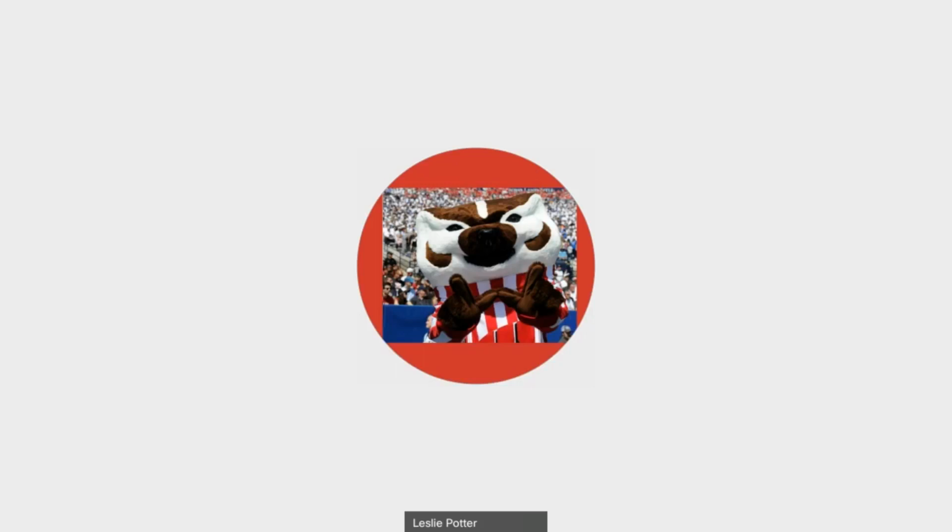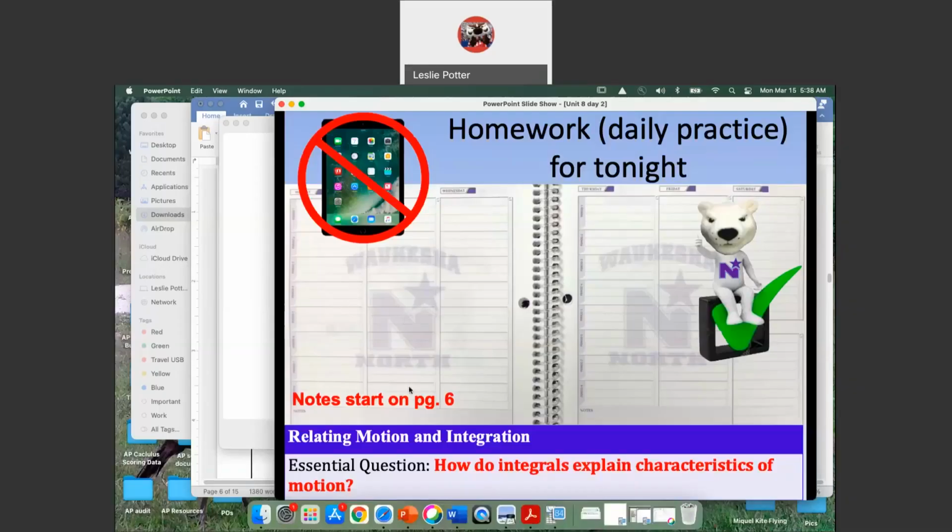These are the notes for Unit 8, Day 2, and they start on page 6 of your packets. With these notes, we're going to look at relating motion to integration, and we did this first semester with respect to differentiation. So now we're going to look at it with respect to integration. And so our central question is, how do integrals explain characteristics of motion?